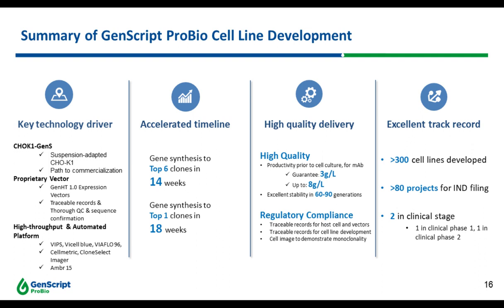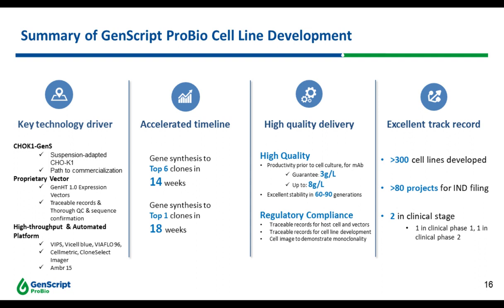We guarantee at least 3 grams per liter for monoclonal antibody. It can actually produce up to 8 or even 10 grams per liter. And in most of our projects, they exhibit excellent stability in 60 to 90 generation stability studies. They are regulatory compliant with traceable source records of host cells and vectors, traceable records of cell line development, and we also provide cell images to demonstrate monoclonality.